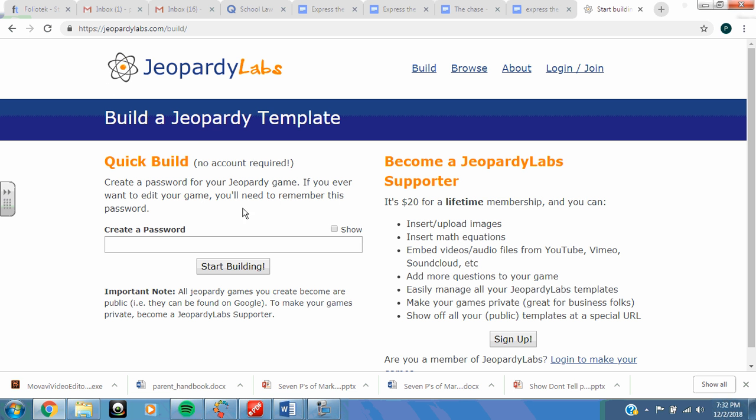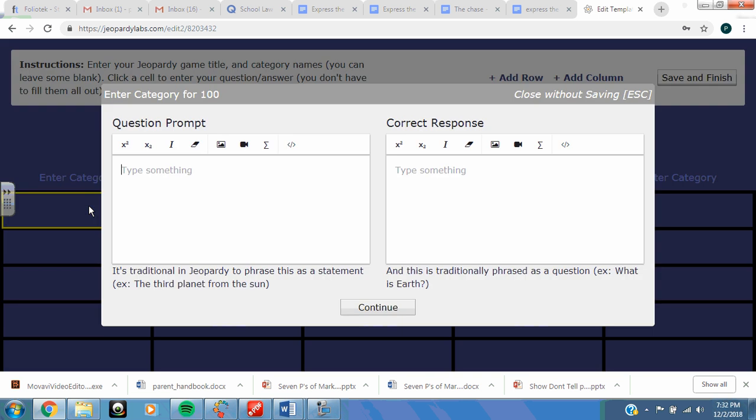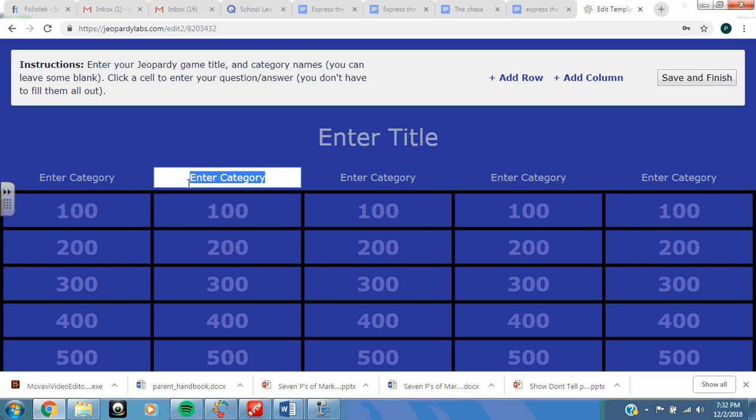Create a password for your Jeopardy game. If you want to edit it, you'll need to remember the password. So we'll say password, and then we'll say start building. And then you're going to be able to begin doing it. You'll have instructions. Basically, this is where you'll write the instructions, and then you'll do categories, and then for each question, you'll do your questions. Now, this is pretty user-friendly.